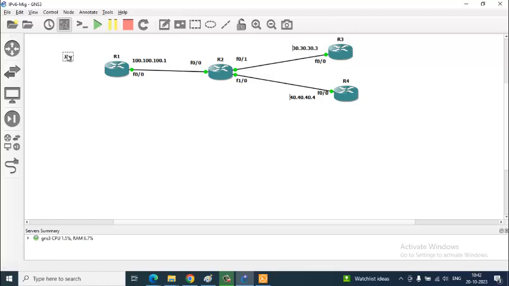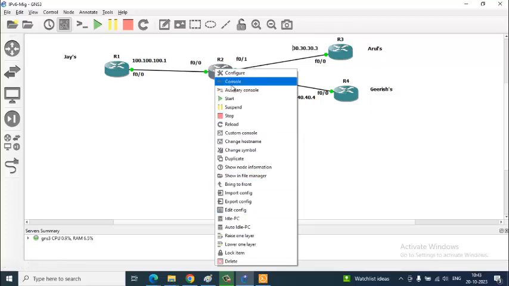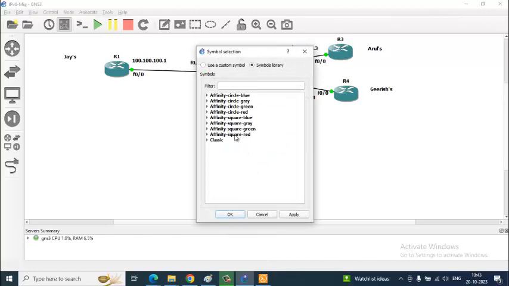Here is Jay's local office, Arun's local office, Girish's local office. We have decided to use IPv6. But this R2 is like an ISP for us. They are not providing IPv6 support as of now, only IPv4.